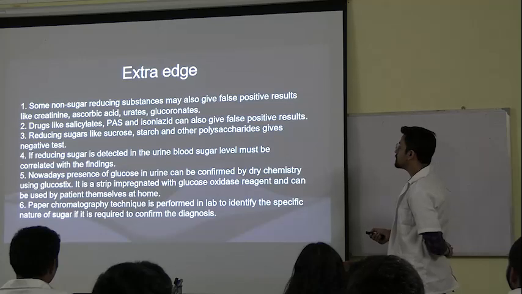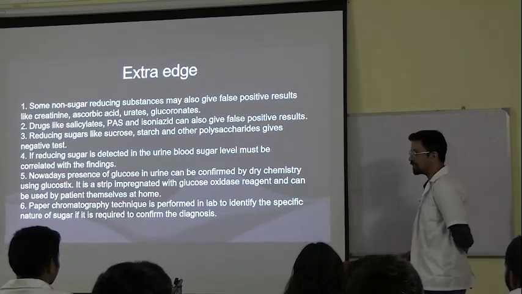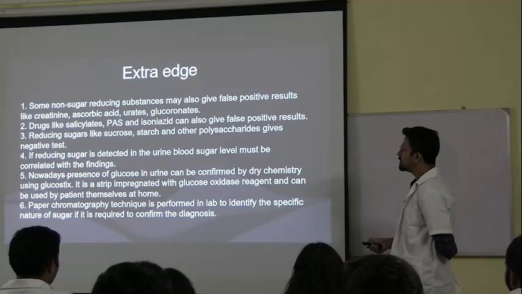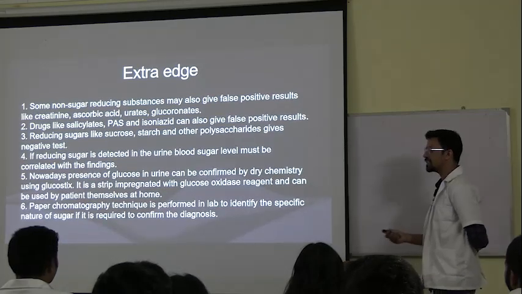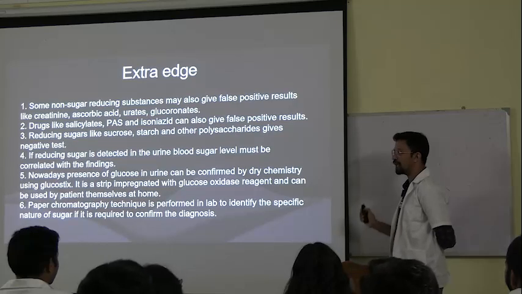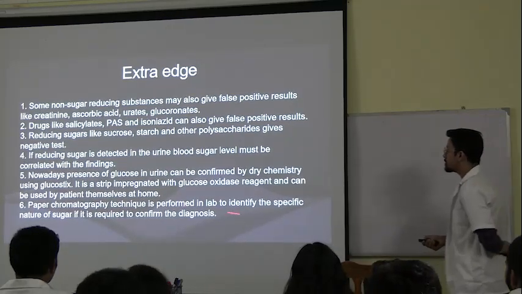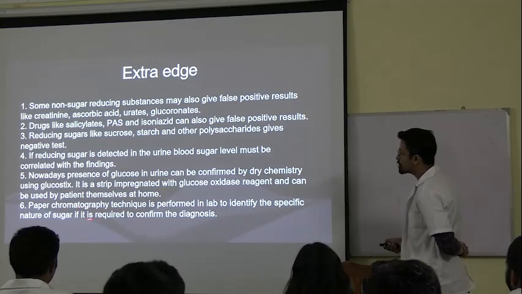Nowadays, presence of glucose in urine can be confirmed by dry chemistry. These are advanced technologies. We are not going to do it in our lab, but just for your knowledge, with a glucose stick, the person can check their urine sample at home only. You don't have to go to labs also. These are so advanced techniques. And some paper chromatography technique is also there to identify the specific nature of the sugar, if it is required to confirm the diagnosis.